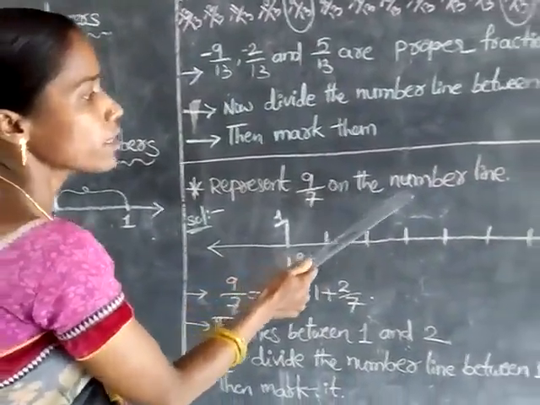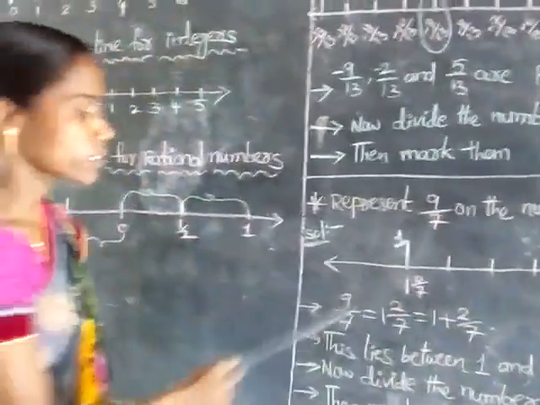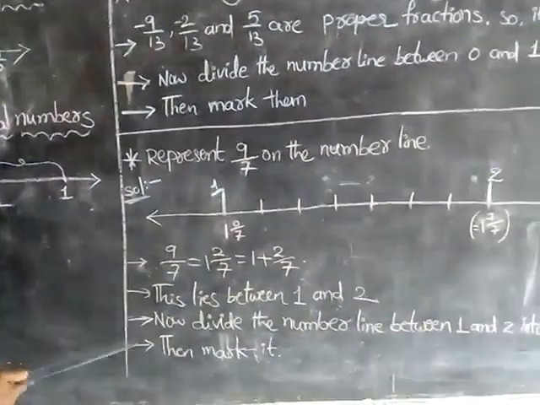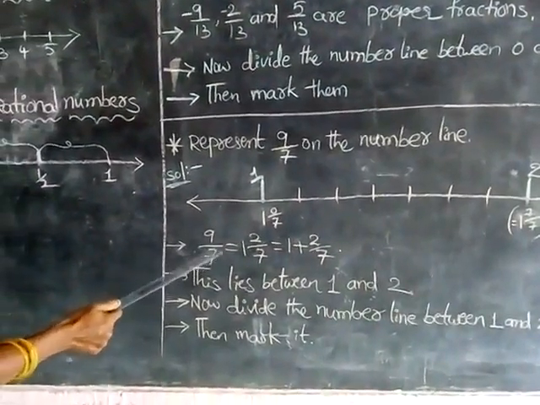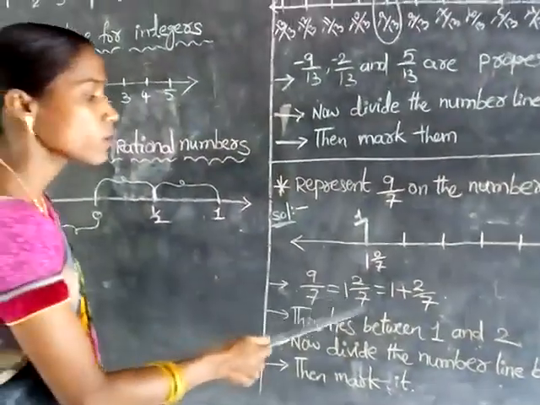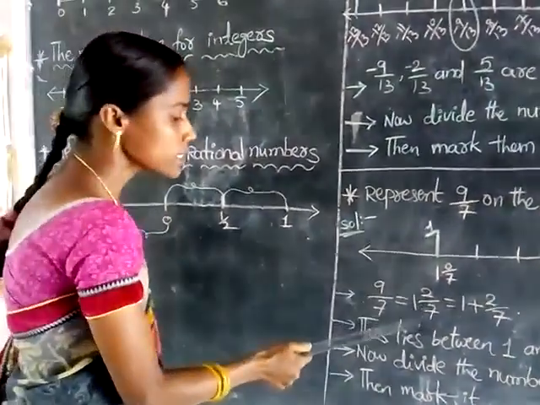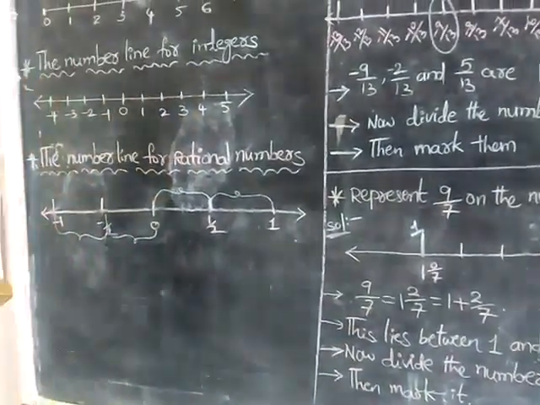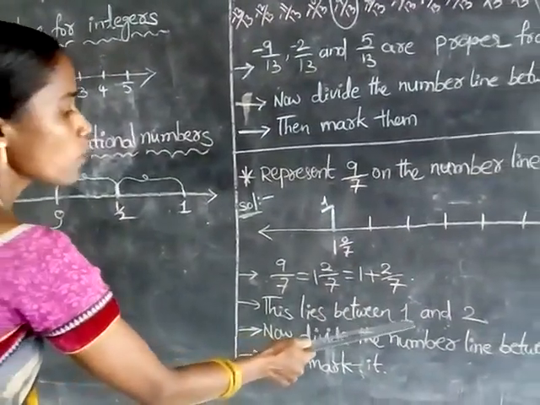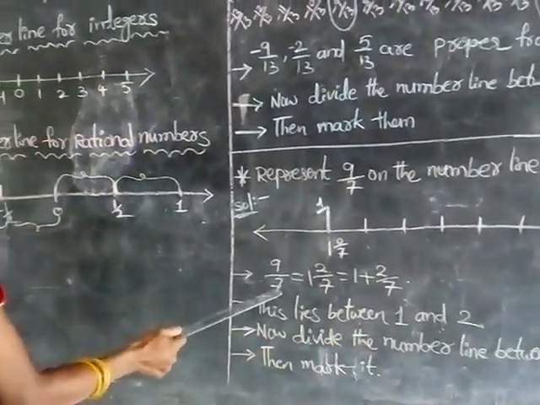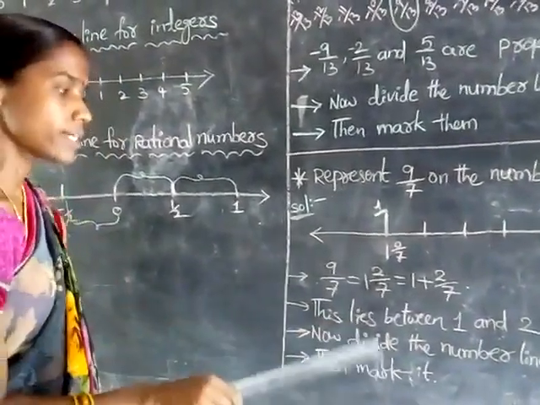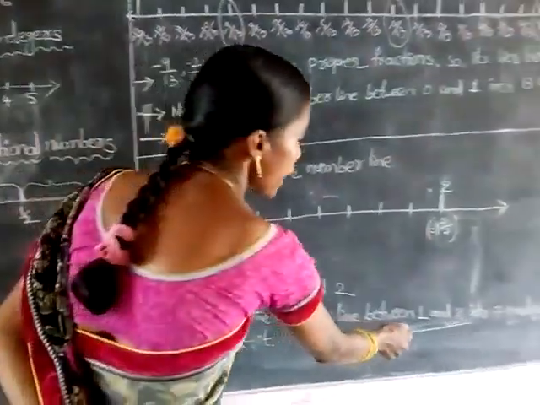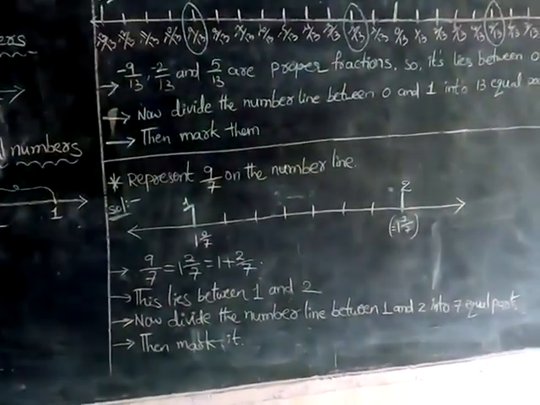Represent 9 by 7 on the number line. In this solution we should take a number line first. Now you have to observe these steps. 9 by 7 is an improper fraction. Now we have to convert it into a mixed fraction, which is equal to 1 2 by 7, that is 1 plus 2 by 7. Children, this means it lies between 1 and 2, because 9 by 7 is greater than 1 and less than 2. To find the exact point, divide the number line between 1 and 2 into 7 equal parts.